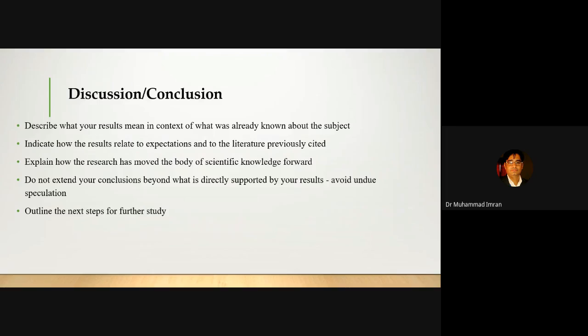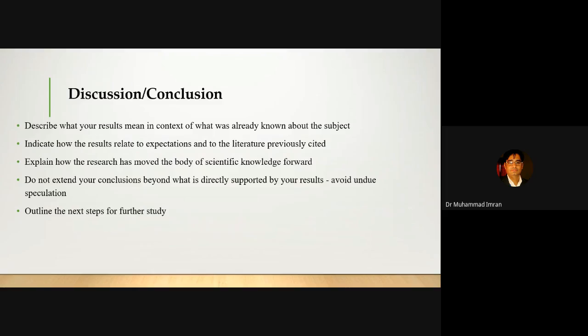Discussion is a comparative work. What are your results and what are the differences from other scientists' results? Describe what your results mean in the context of what was already known about the subject. Indicate how the results relate to the expectation and to the literature previously cited. Either your results are more beneficial than the other scientists' results. Explain how the research has moved the body of scientific knowledge forward.